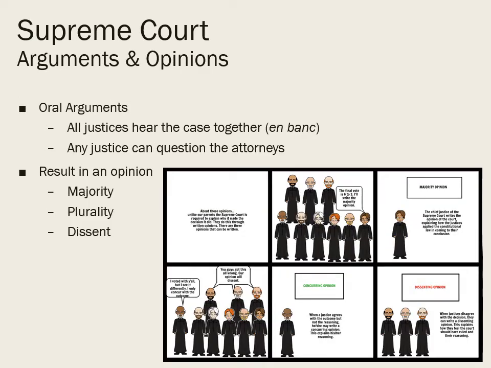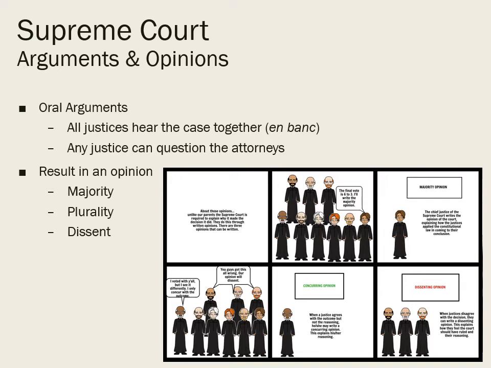Cases before the Supreme Court are tried en banc. That means that all 9 justices hear the case together as a group. So if you argue a case in front of the Supreme Court, you're going to do so in front of all 9 justices, and any of them can question you.